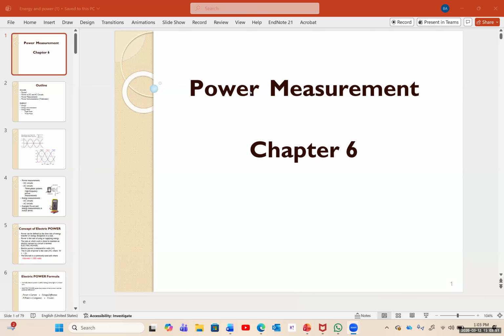Hi everyone and welcome to another measurement and instrumentation class. Today's class we will continue with power measurements and energy measurements. In the previous class we did single phase and three-phase power measurement systems. Now today we're going to continue with power and energy systems.